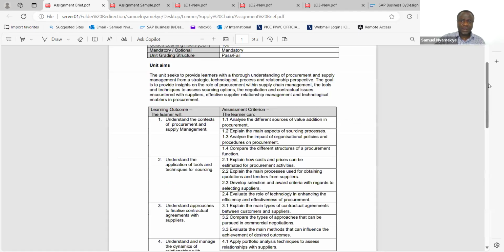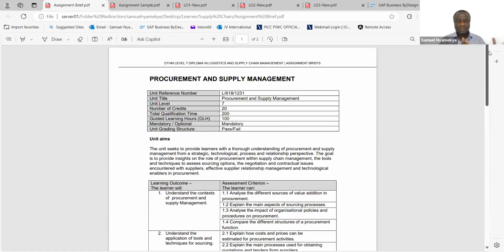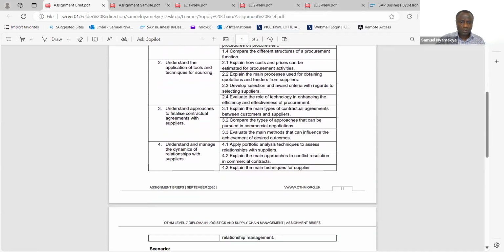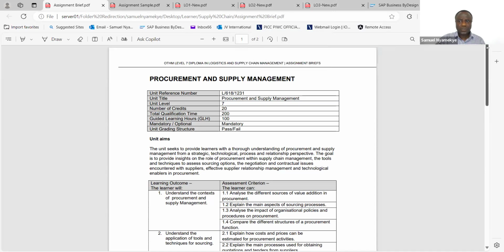On this, I know that this one is a pass and a fail, but I think it's important for you to have a very good pass. So you are not only just looking at passing, but you are looking at doing very good work that will go a long way to support you in your future endeavors, in your careers. So that is it.